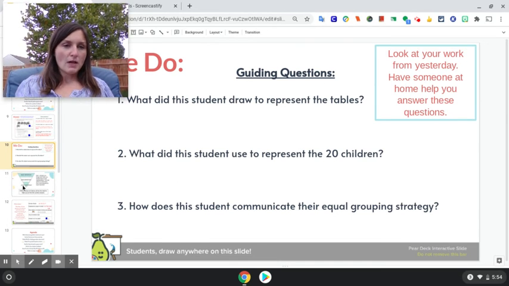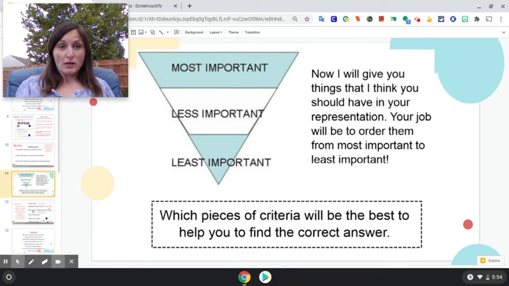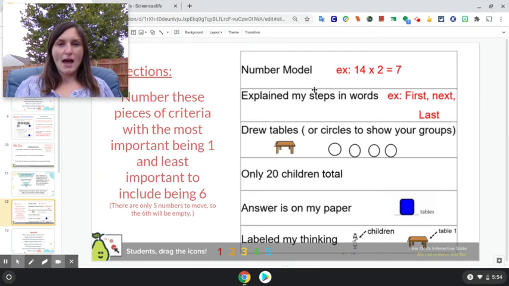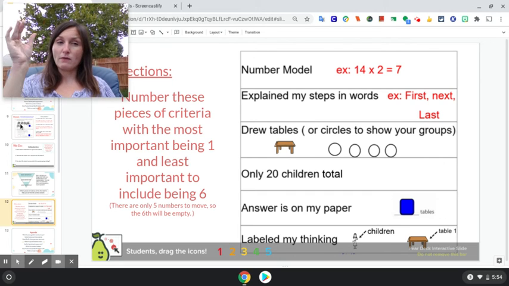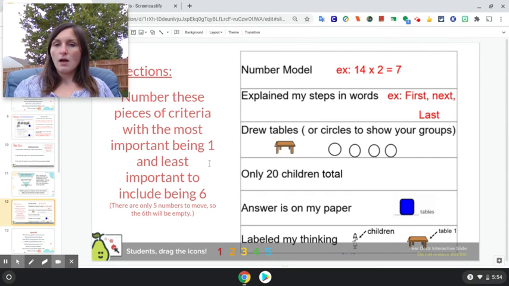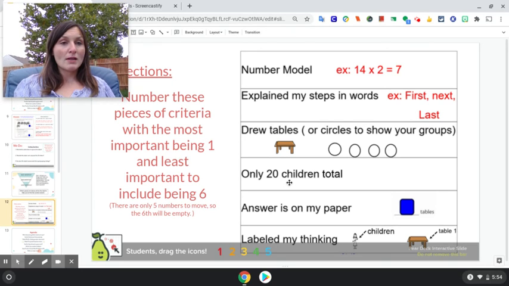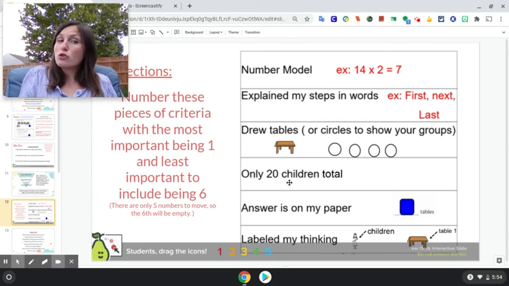Answer your questions here. Then you could continue working with this person at home and start thinking about what pieces of criteria you think are most important to have in your work today. Do you think that you need to have your number model? Do you need to explain the steps using words? Do you think you need to draw tables or the circles for the groups like my student did, right? In one of them they drew tables, the other they drew circles. Do you think that they need to have that there's 20 children? Or do you think maybe that's not important? They could draw as many children as they want.